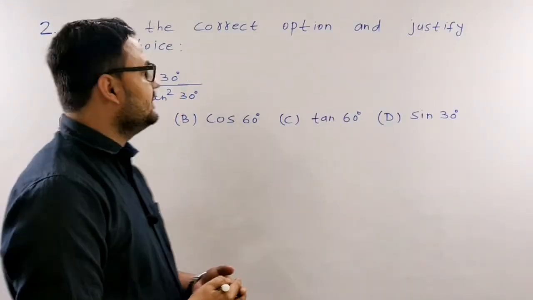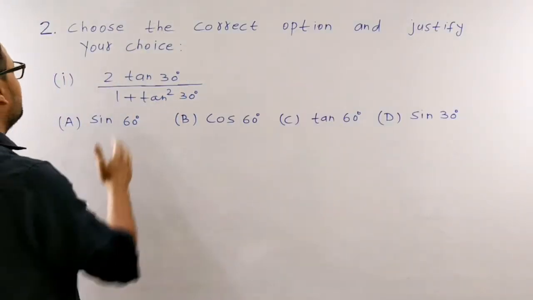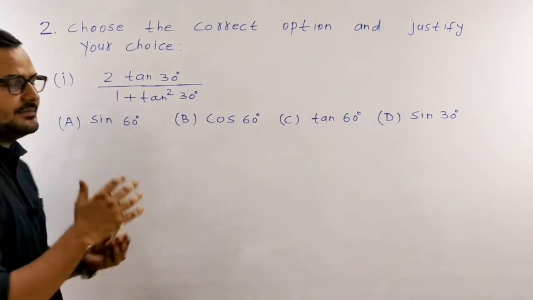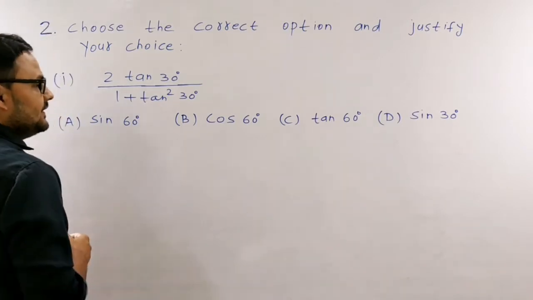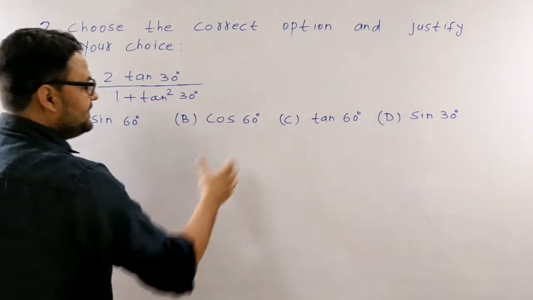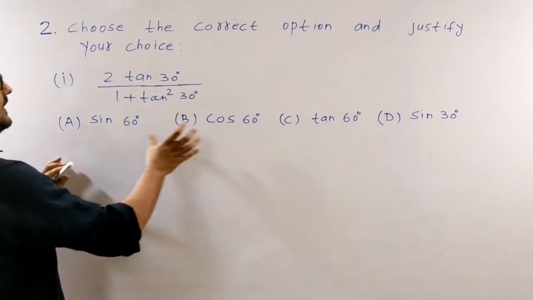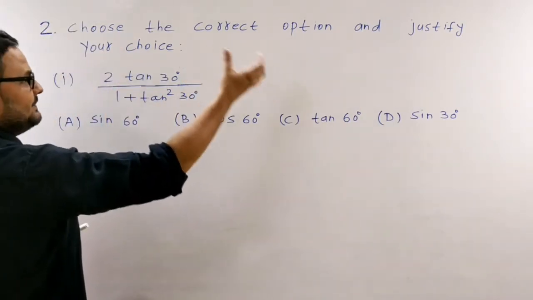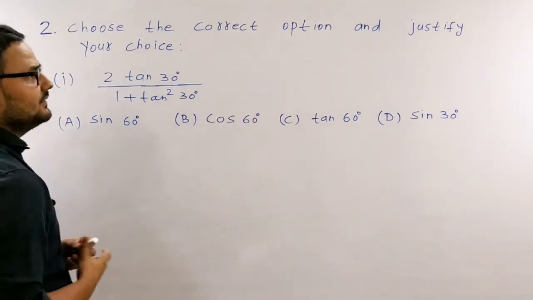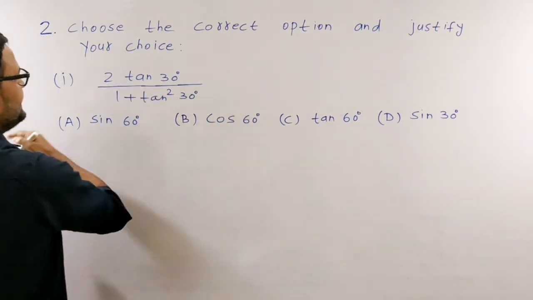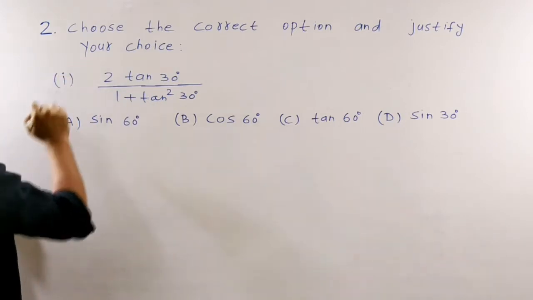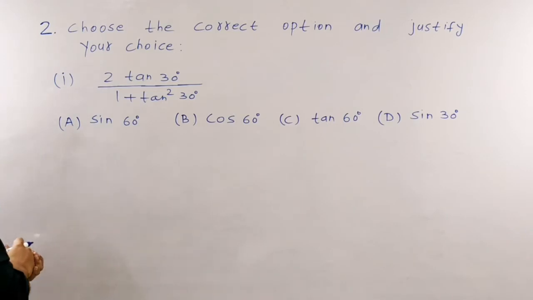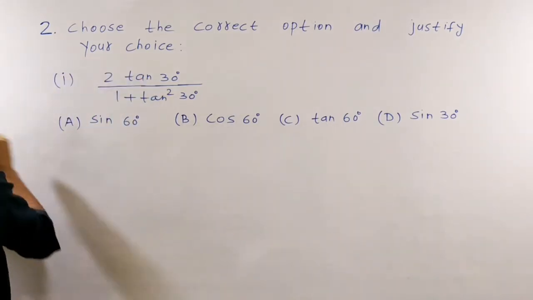Now second main, first question. Second one is choose the correct option and justify your choice. MCQ, multiple choice questions. We will get 4 options and we have to find it out. Out of these 4, any one is the right answer. So we have to simply justify instead of prove. Simply the question is 2 tan 30 divided by 1 plus tan square 30. We will simplify it.